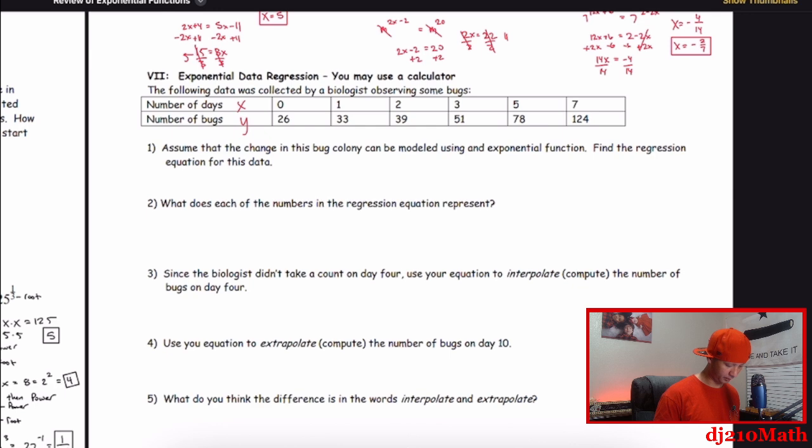What does each number mean? Okay, so the equation, I guess, is what it's asking. It's 25.888.